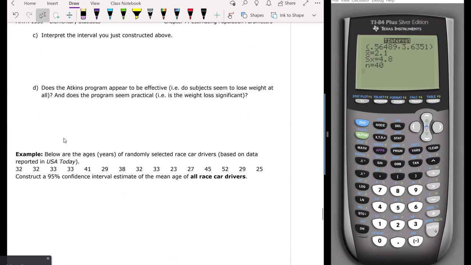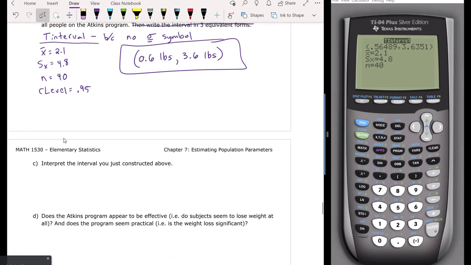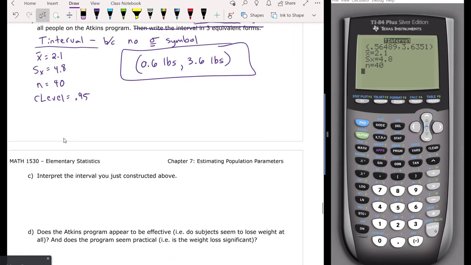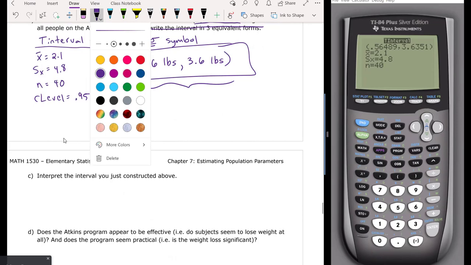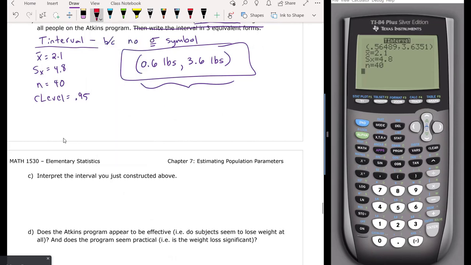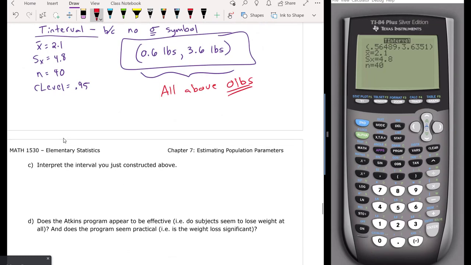Does Atkins appear to be effective? Yeah. And they say, do subjects seem to lose weight at all? Okay. And then, as far as that goes, it does appear to be effective. If you look here at our interval, you can definitely see it's all above 0. So the entire interval, 0.6 to 3.6, is all above 0 pounds, because 0 pounds would be like you lost no weight. So, does it appear people are losing weight? Yeah. It's just not a lot.